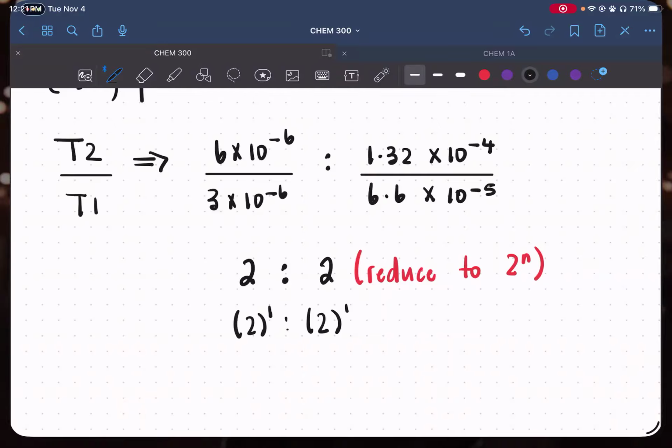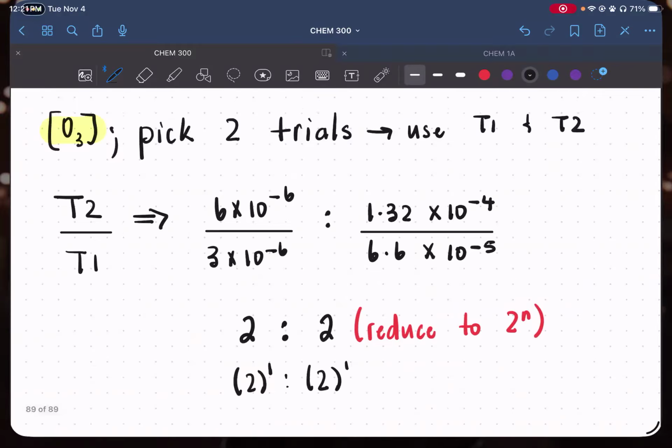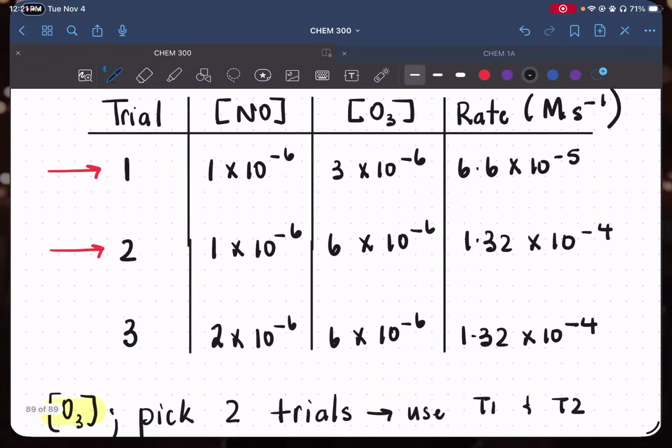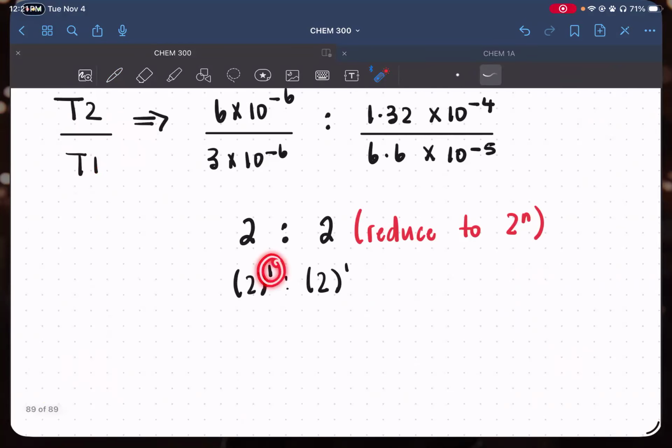What's another way we can say this? When the chemical doubles, rate doubles. Based on the order, the powers, this is 1 to 1. This is what tells us this is a first order.